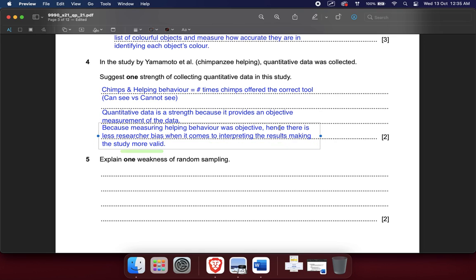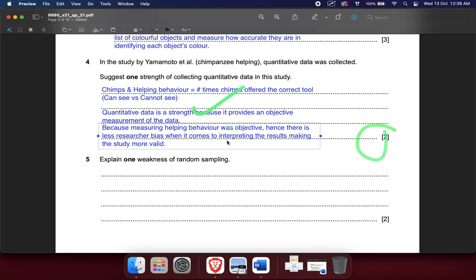That's the whole point of measuring stuff in numbers. Numbers speak for themselves. Numbers do not lie, right? So you can measure numbers all day long. You don't have to worry because it will not be affected by your interpretation, right? A number is a number. And because the interpretation cannot play a role, therefore your study is far more accurate. In this case, we use the word valid. Okay, so that's how you get your 2 marks.